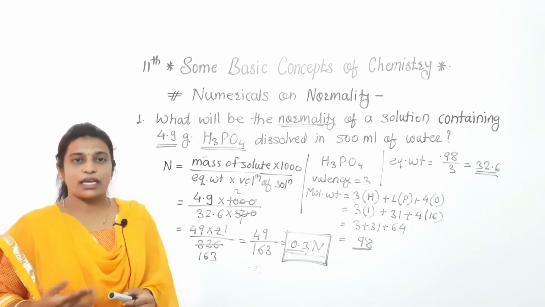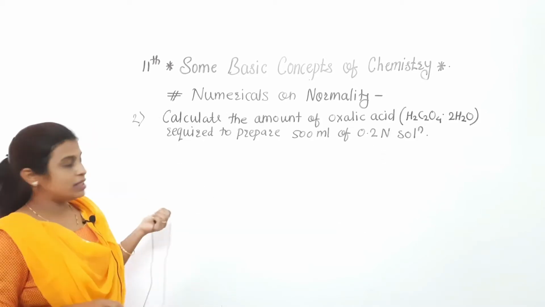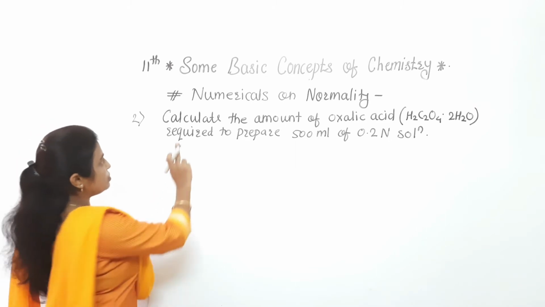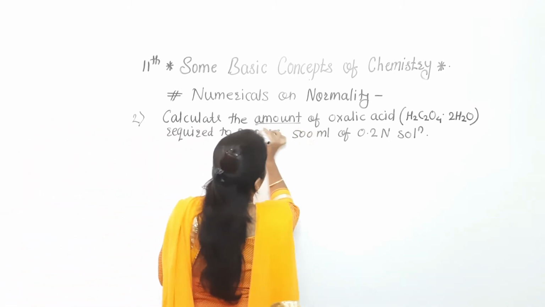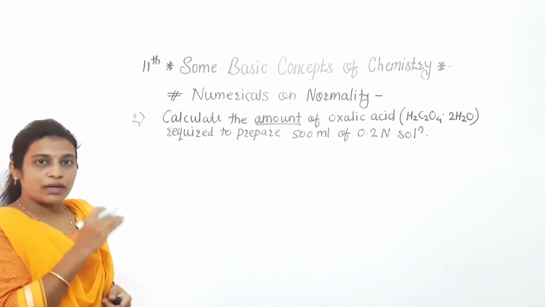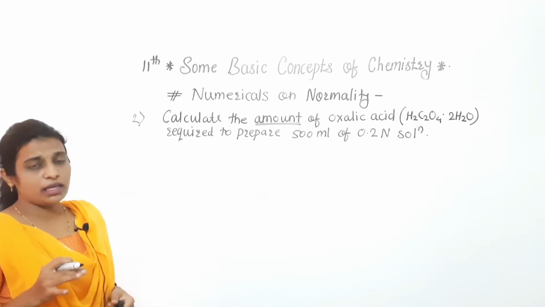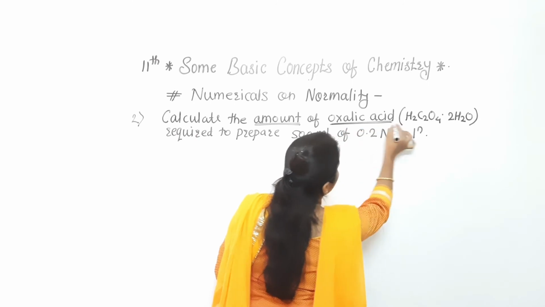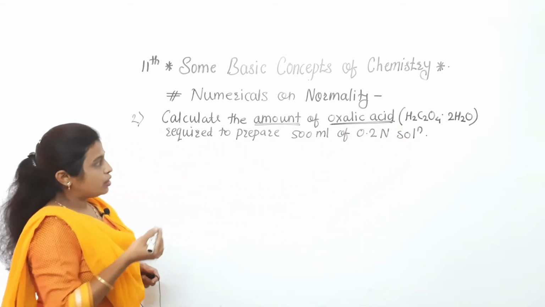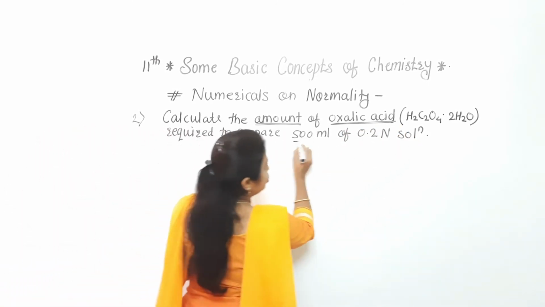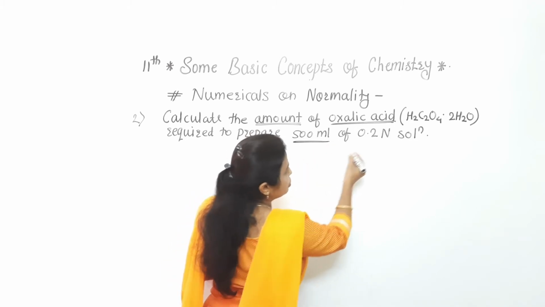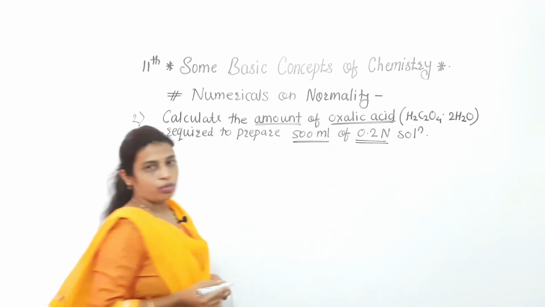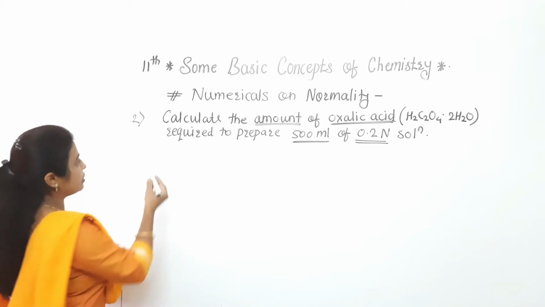Like this, we will solve one example at a time. This is the second problem. What is that problem? See, calculate the amount of... Before that, in that first example we have calculated the normality. Now we have to find out the amount of oxalic acid required to prepare the solution of 500 ml and its concentration is 0.2 normal. So from this data we will write that given content.